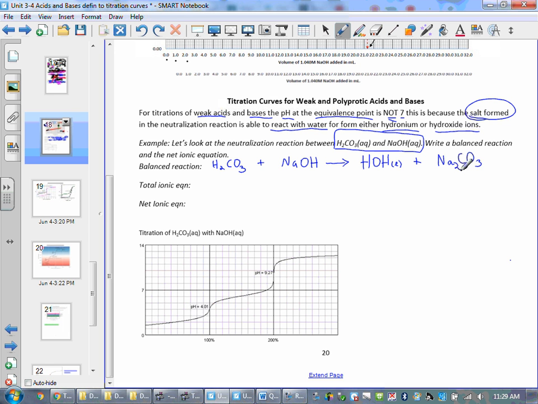So for the total ionic equation, we first need to balance it. It's not balanced. You need a 2 in front of the base and a 2 in front of the water. There you go. That looks better.